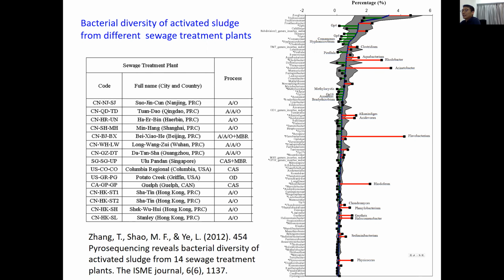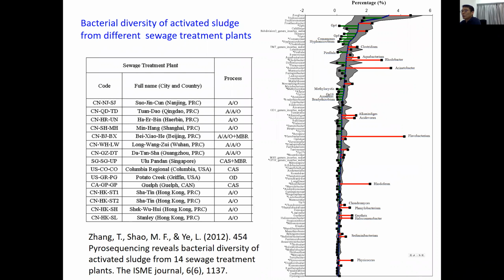Before that, the overall bacterial diversity in the active sludge was not very clear. Although the active sludge process had been used to treat wastewater for more than 100 years, the microbial diversity of active sludge is not very clear. In this study, we found that the bacterial community was very diverse in the active sludge, and also we found a core population among the sludge from different locations.